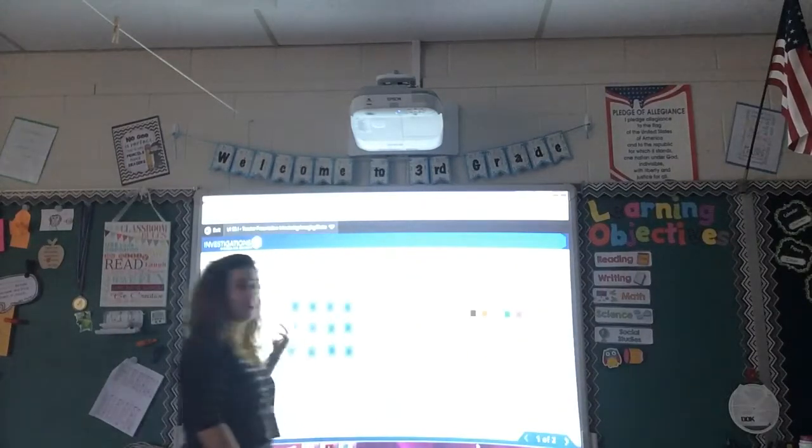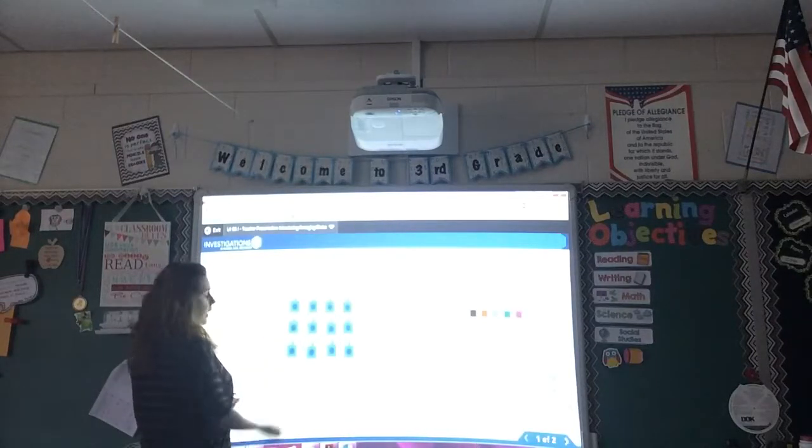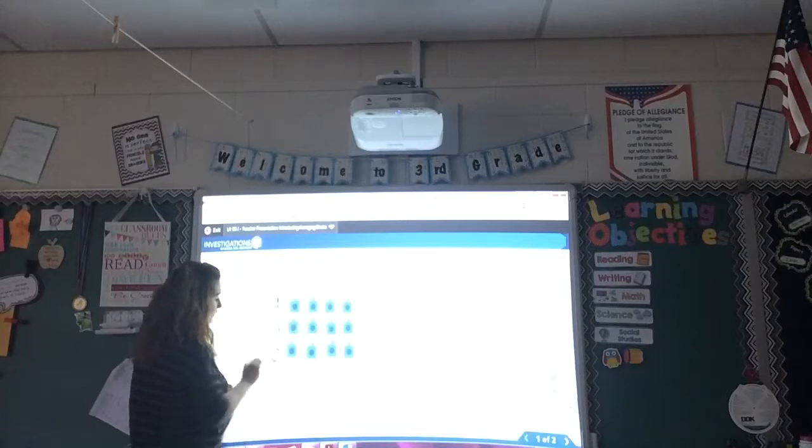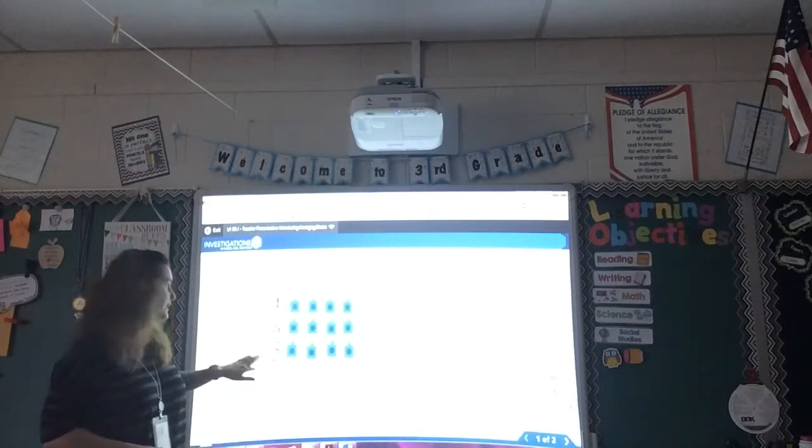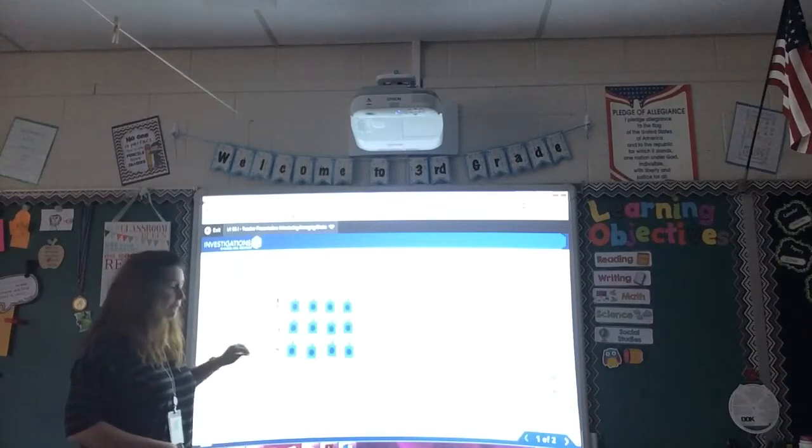So then what I said is, how many rows do I have? And we said, oh, I have 3 rows. Here's 1 row, 2 rows, and 3 rows. That's probably hard for you to see, but I write down 1, 2, and 3. I have 3 rows.